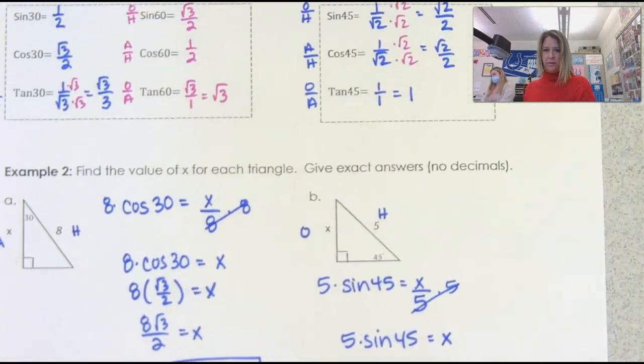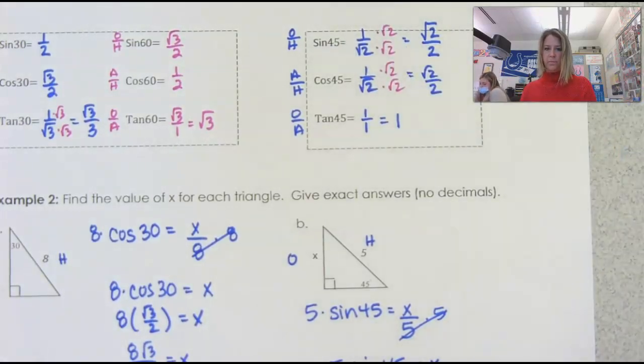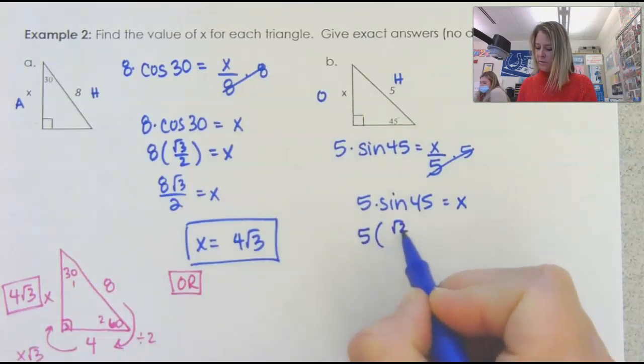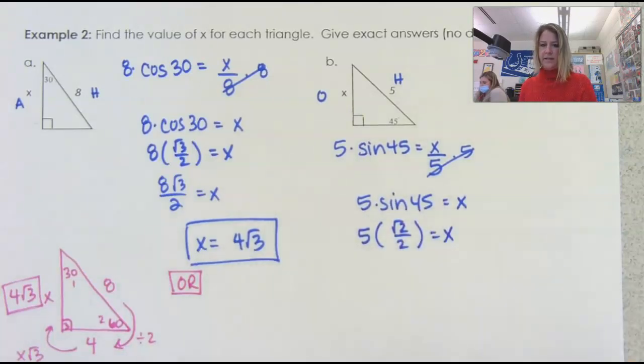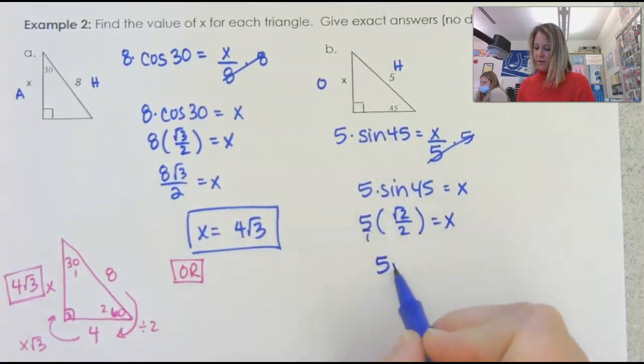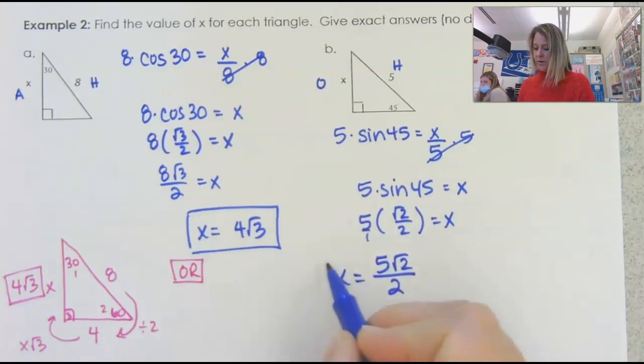Look at our chart here. And the sine of 45 was this radical 2 over 2. So that's what I'm going to use right here for sine 45. 5 times radical 2 over 2 is equal to x. If I multiply, that's really 5 over 1. So 5 times radical 2 is 5 radical 2. 1 times 2 is 2. That's what x is equal to.